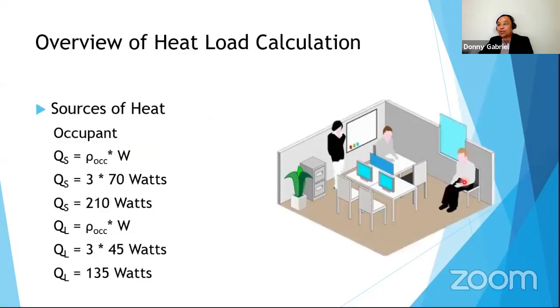So these 3 people, this is the heat generated when they are sensible, and this is when they're latent. Okay. So total for sensible is about 210 watts. Total for latent, that's why it's called QL, heat load on latent side, 135 watts. Heat load on sensible side, 210 watts.